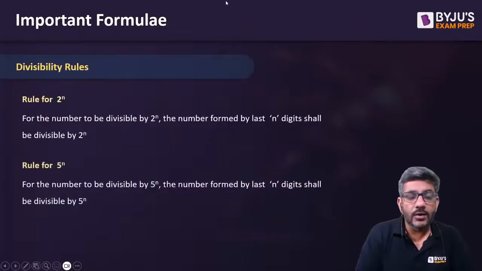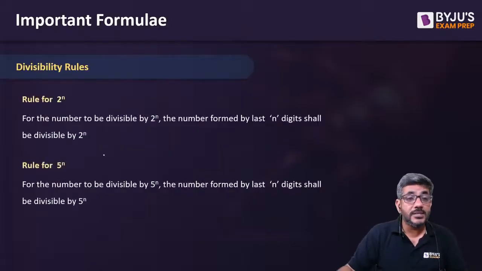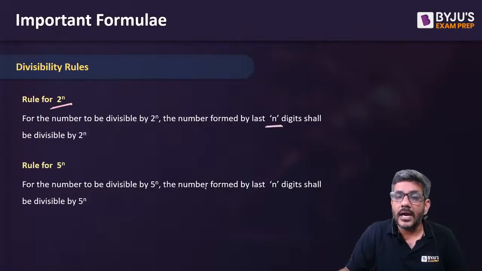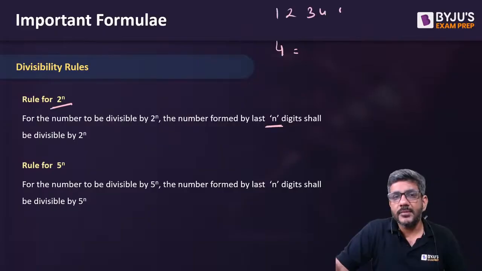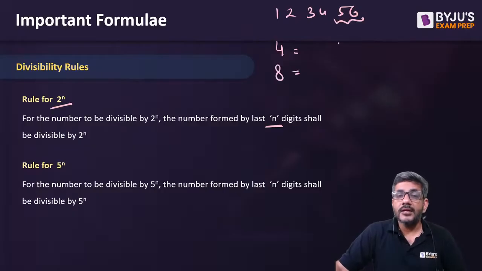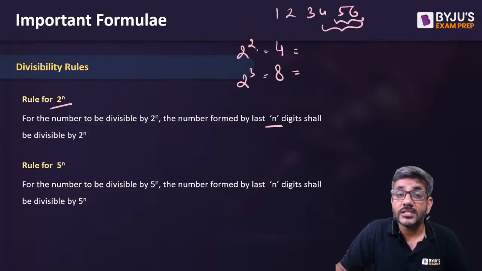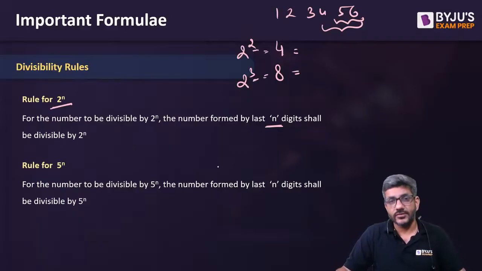Next, if I move ahead, now let's talk about number system as well. Divisibility rule of any power of 2 is to look at the last n digits. What is the divisibility rule of 4? Is this number divisible by 4? Yes, because the last 2 digits are divisible. Is this number divisible by 8? Yes, because the last 3 digits are divisible by 8. So to check by 8, I check the last 3 digits. To check by 4, I check the last 2 digits because they are 2 and 3 powers of 2.